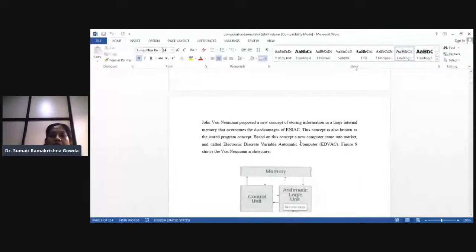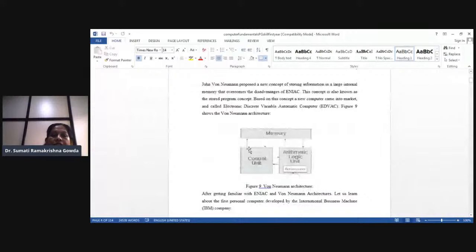Based on this concept, a new computer came into the market called Electronic Discrete Variable Automatic Computer, EDVAC. Figure 9 shows you the Electronic Discrete Variable Automatic Computer. This structure is called the von Neumann architecture. It is named after John von Neumann.